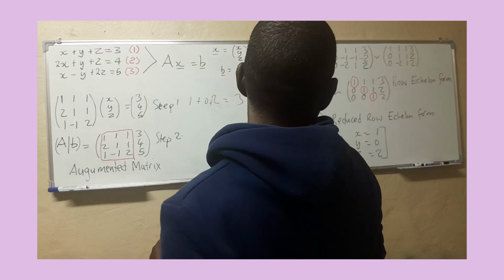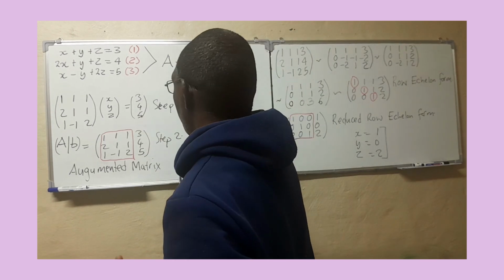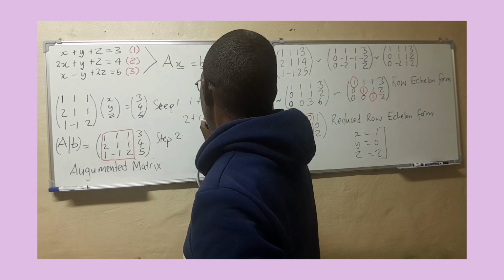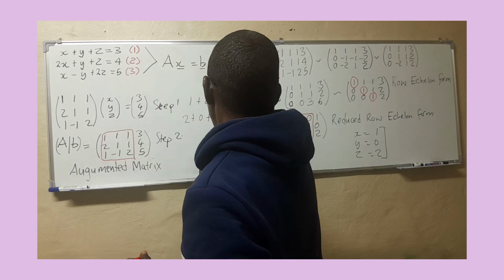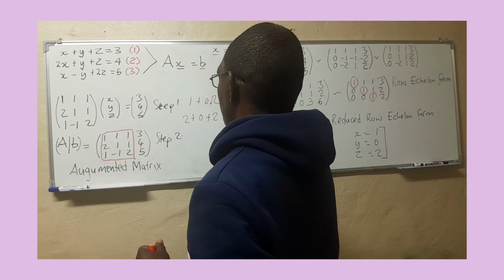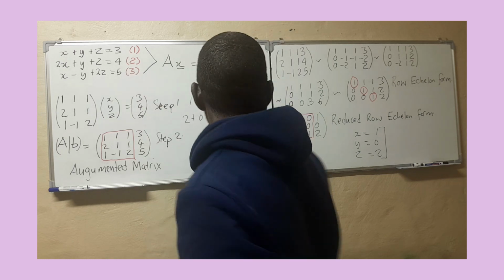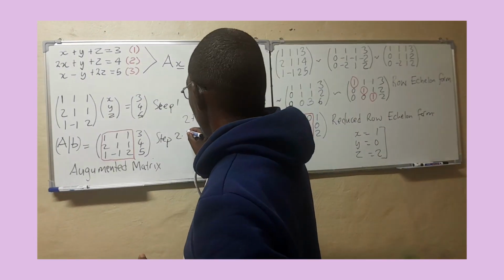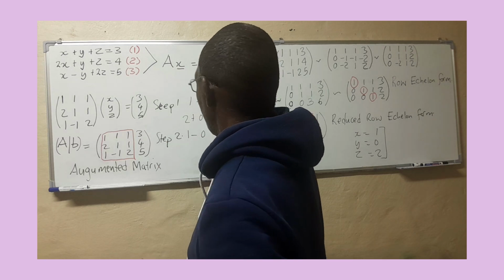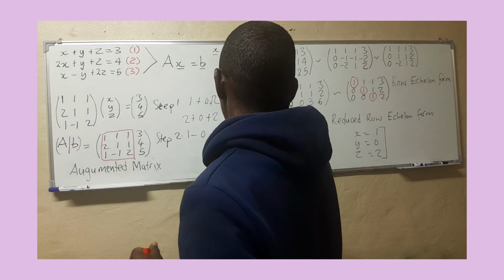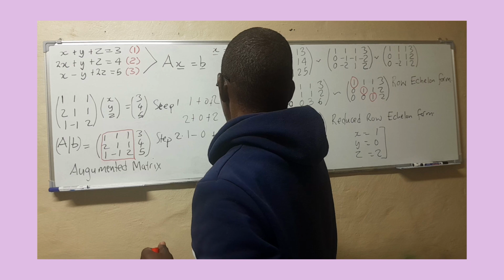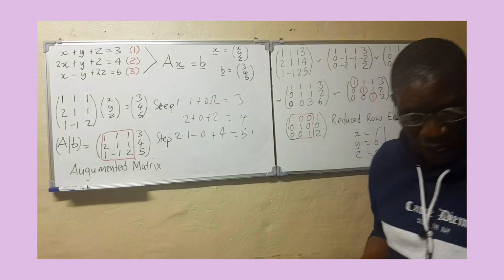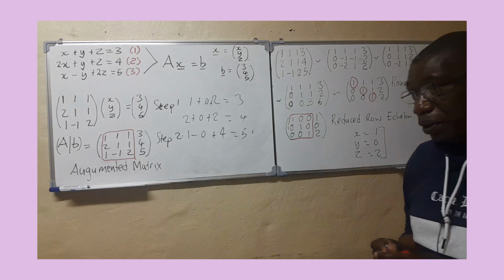Let's go to the second equation. X is 1, so 2 times 1 is 2, plus Y is 0, plus Z is 2. 2 plus 2 is equal to 4. There is the 4 then. Go to the third equation. X is 1, so 1 minus Y is 0, plus Z is 2. 2 times 2 is 4, which is 1 plus 4 equals 5. So apparently our calculations were good.